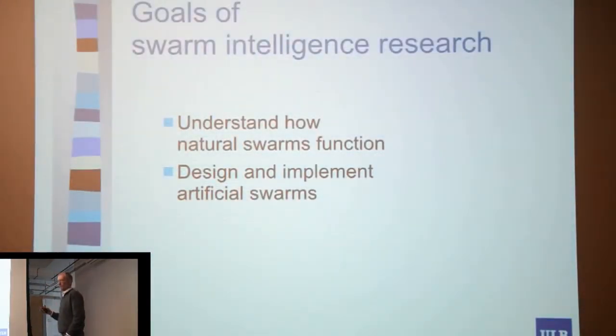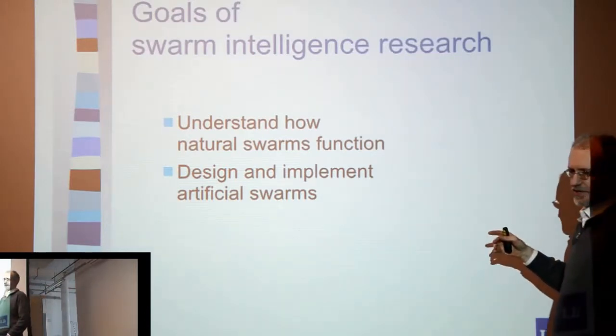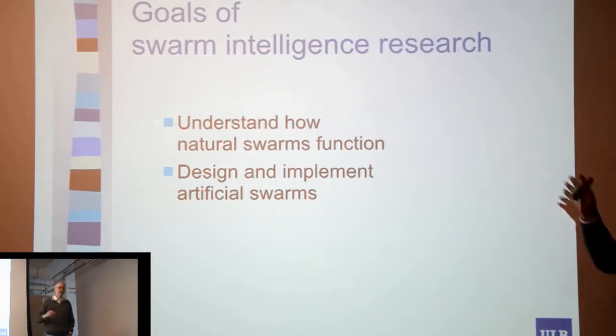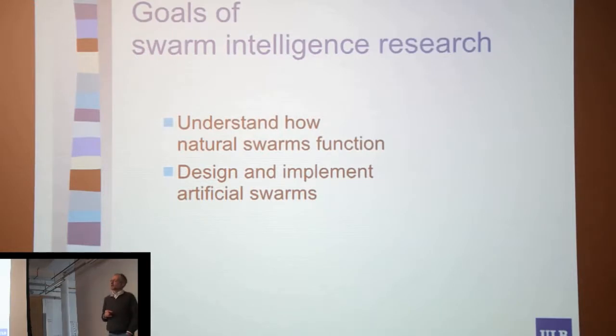Okay, so the goal of research in swarm intelligence is to understand how the natural swarms function and to design and implement artificial swarms. And sometimes there are also hybrids. There are, for example, studies that are trying to understand how robots can influence the behavior of natural swarms. So swarms of robots that interact with swarms of animals.